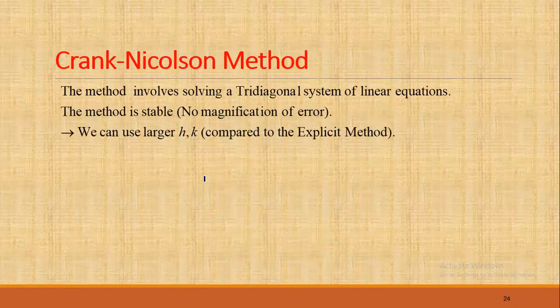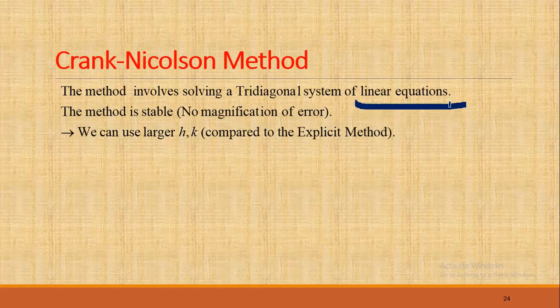Now, this is the explicit method. In the explicit method there is some issue with convergence, but the Crank-Nicolson method is better because it involves a tri-diagonal system of linear equations. The method is stable, with no magnification of error. We can use a large k compared to the explicit method. So this one is the Crank-Nicolson method.